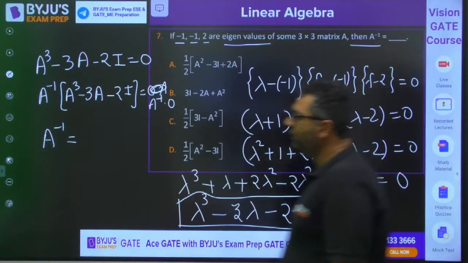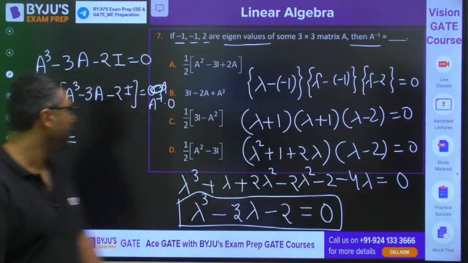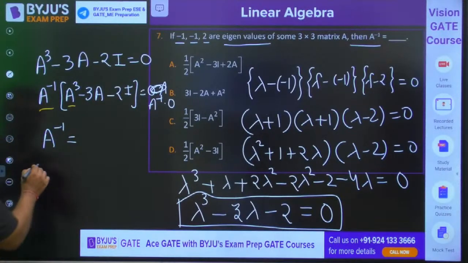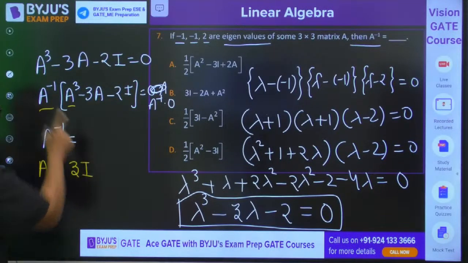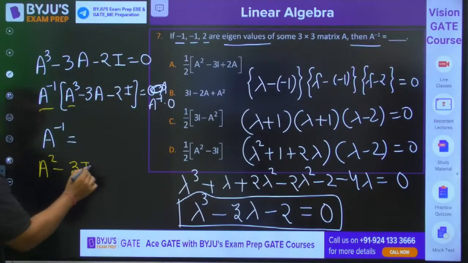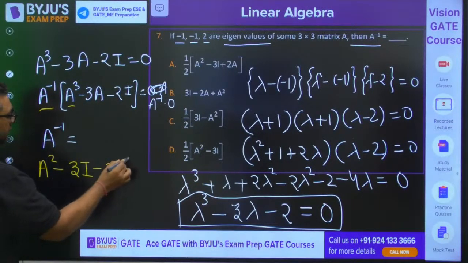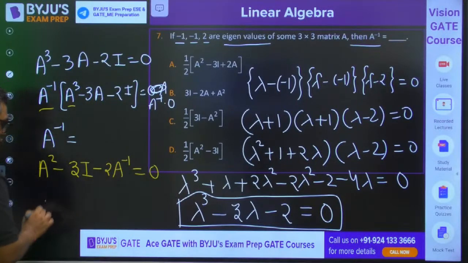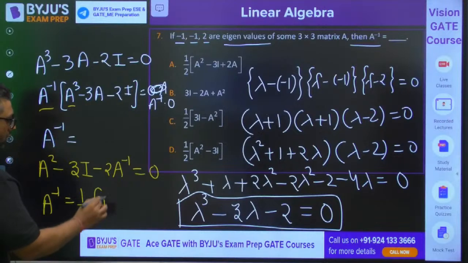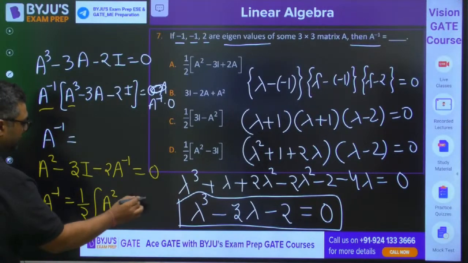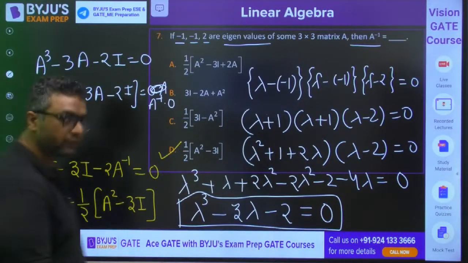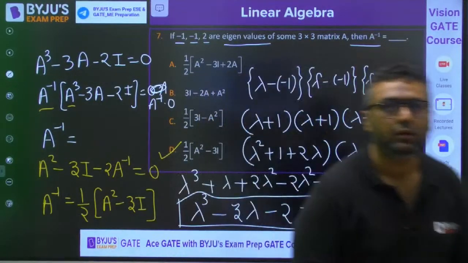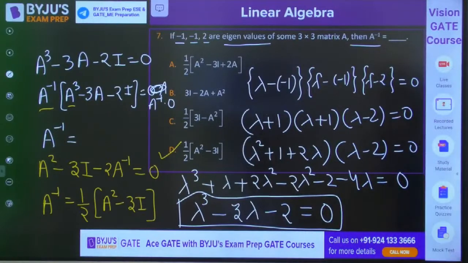So when you will be solving this, as you know, A inverse into A cube will be A square minus 3I, because A into A inverse is I, minus 2A inverse is equals to 0. So A inverse is 1 by 2 into A square minus 3I. Answer is D for this. Very good, guys.